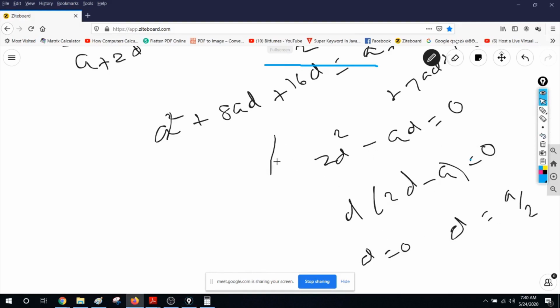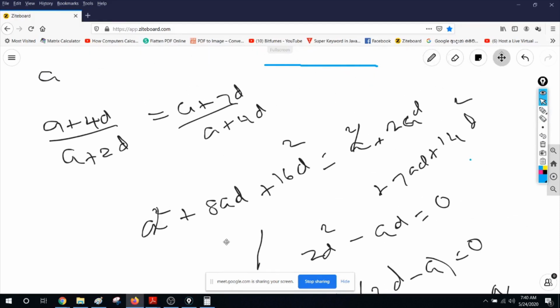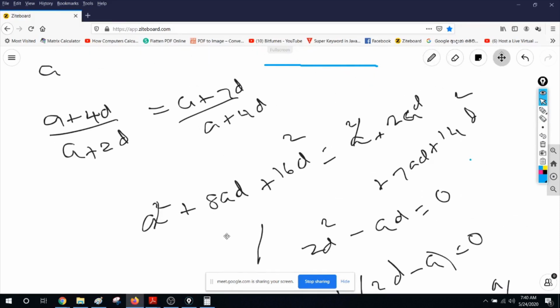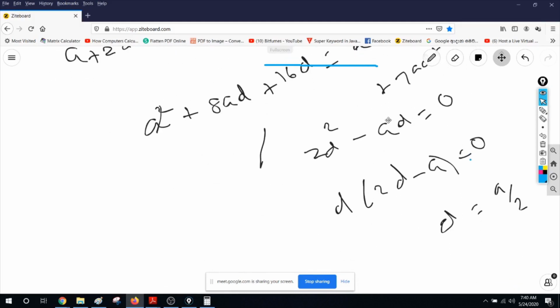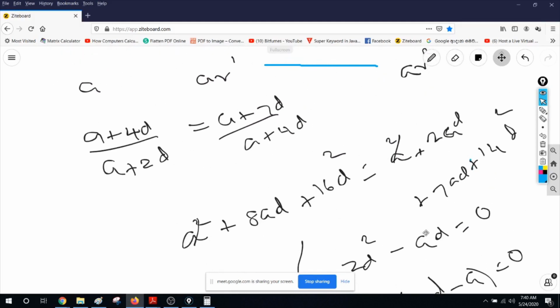Why? What we need is this ratio, right? What we need is this ratio. It looks like it is not going to solve the problem, right? So therefore let's see in a different way, because we didn't get a proper value, right?